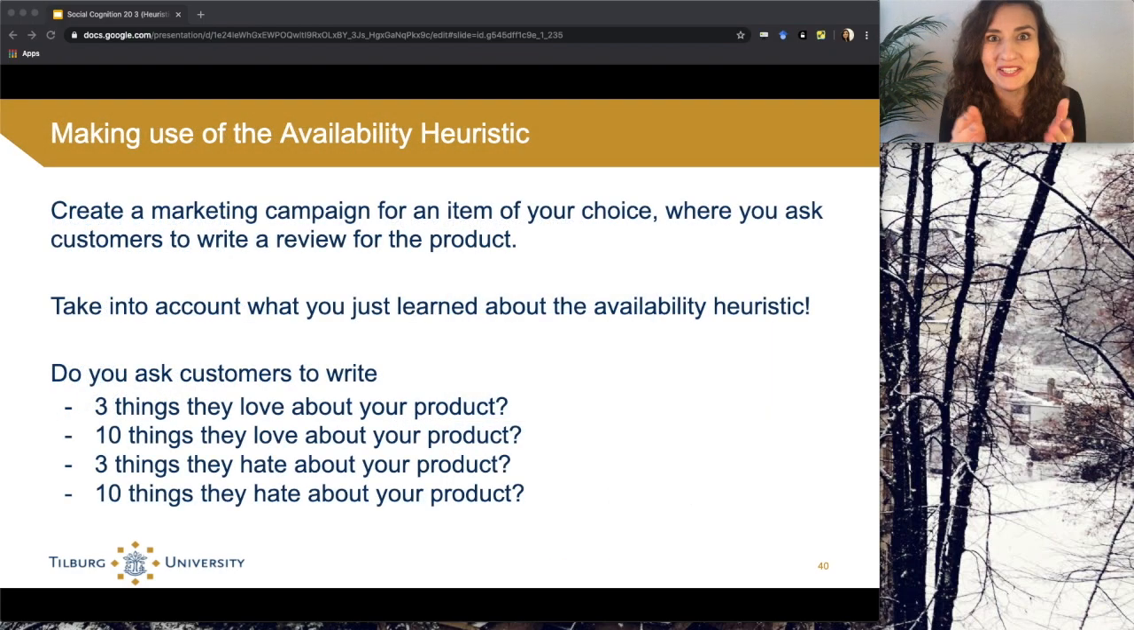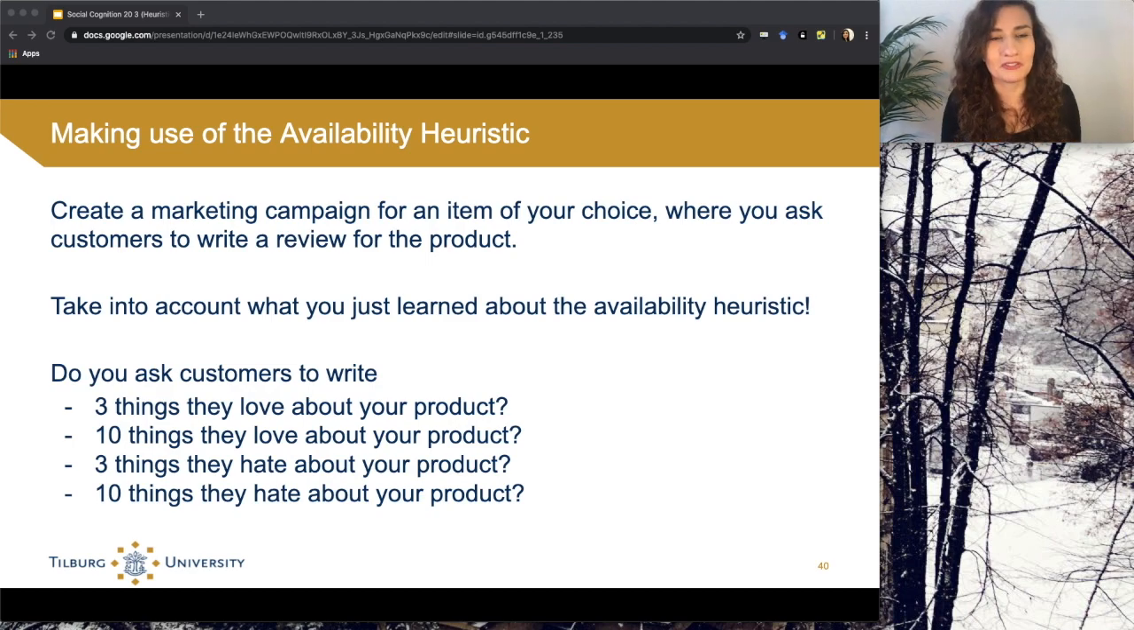Okay, now let's make use of the availability heuristic. I'd like to ask you to do the following. Create a marketing campaign for an item of your choice, could be anything, where you ask customers to write a review for your product. Now take into account what we just learned about the availability heuristic. In this case, do you think you should ask your customers to write 3 things they love about your product, 10 things they love about your product, or 3 things they hate about your product, or 10 things they hate about your product? Please take a moment to think about this and then come back to the video once you've done it.